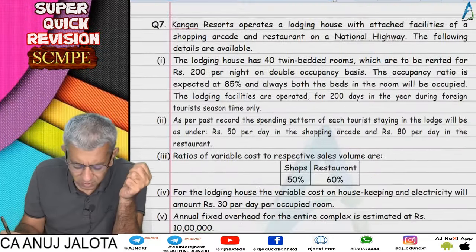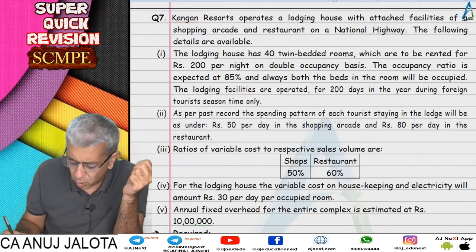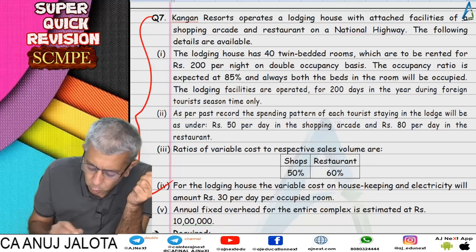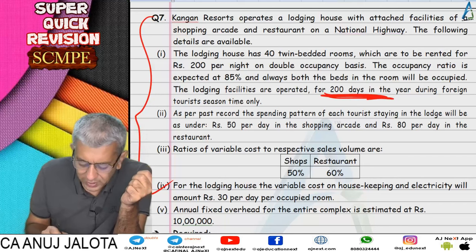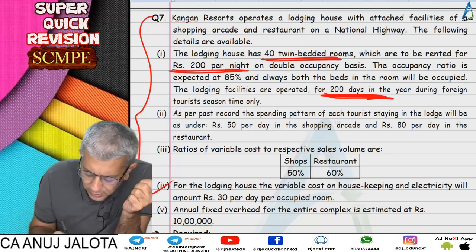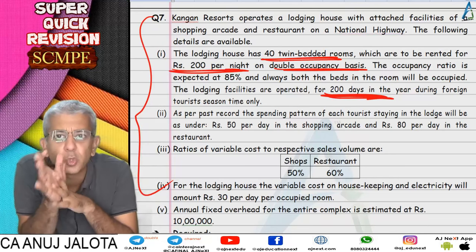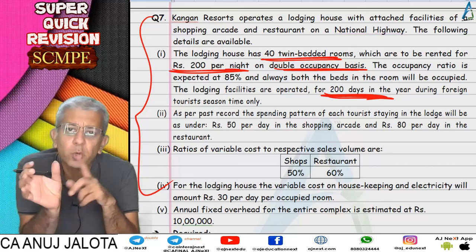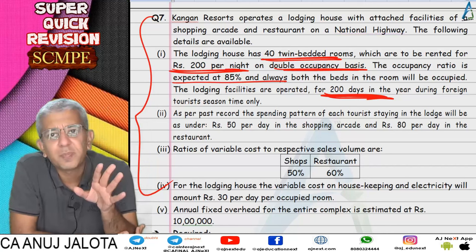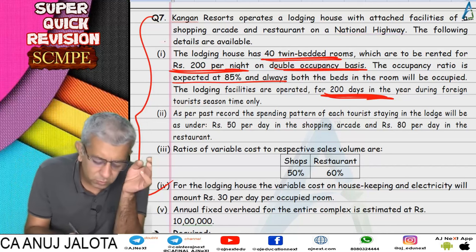Question number 7 was supposed to be not a very tough question. There is a resort that opens for 200 days in a year. It has 40 rooms which are rented out at 200 per night on a double occupancy basis. That means two people will be in that room and together they will be paying 200. Expected occupancy is 85%. So work out the revenue from the customer.